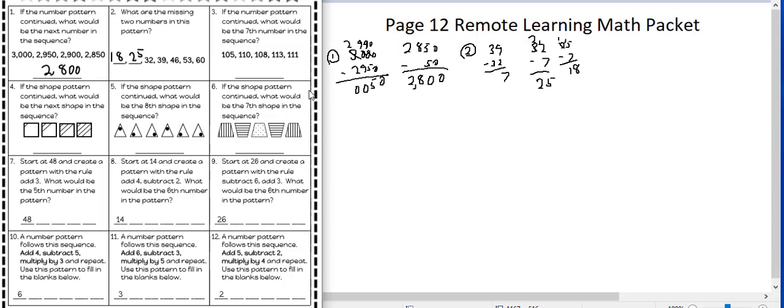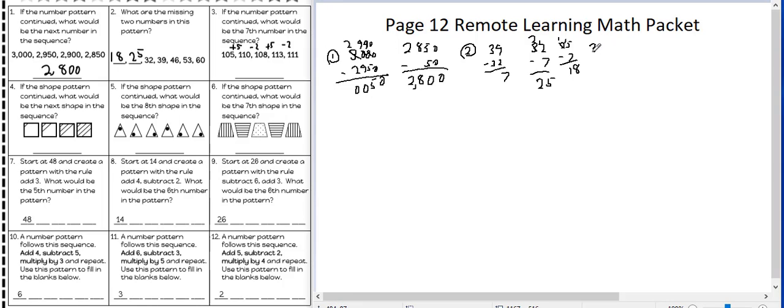All right, number 3, if the number pattern continued, what would be the 7th number in the sequence? So I have 1, 2, 3, 4, 5. Okay, so what's happening here? Here it went up 5. Going from 105 to 110 is up 5. To go from 110 to 108 is minus 2. So 108 to 113 is plus 5, and then 113 to 111 is minus 2. So we have a plus 5, minus 2 going on.